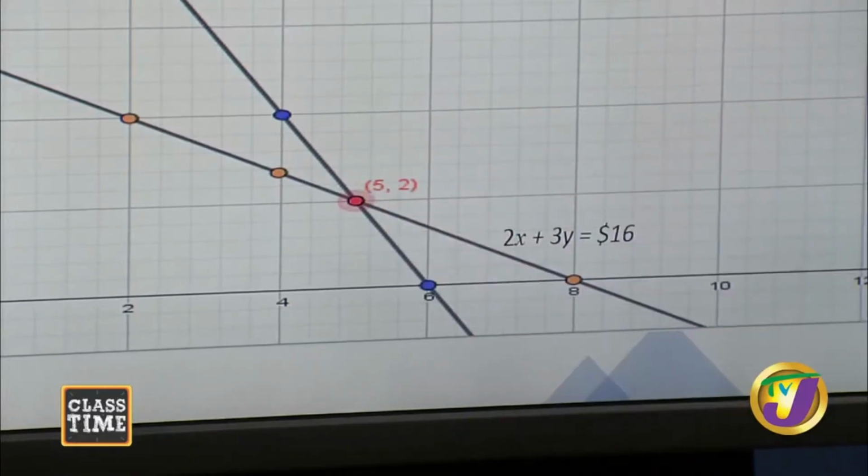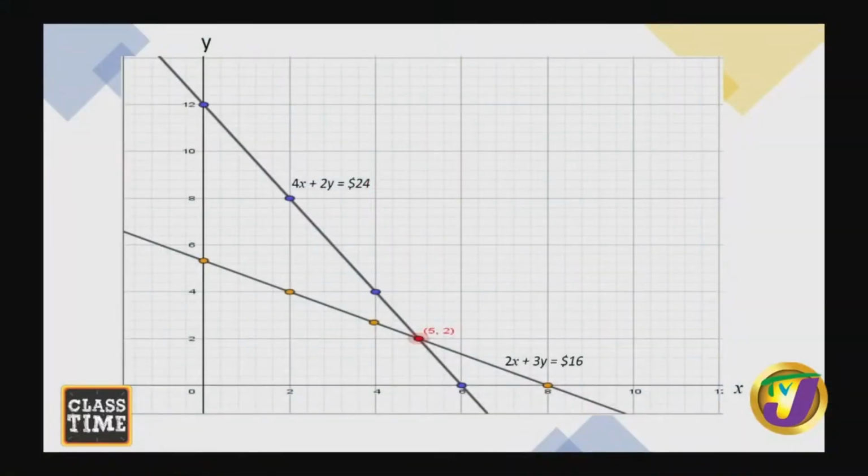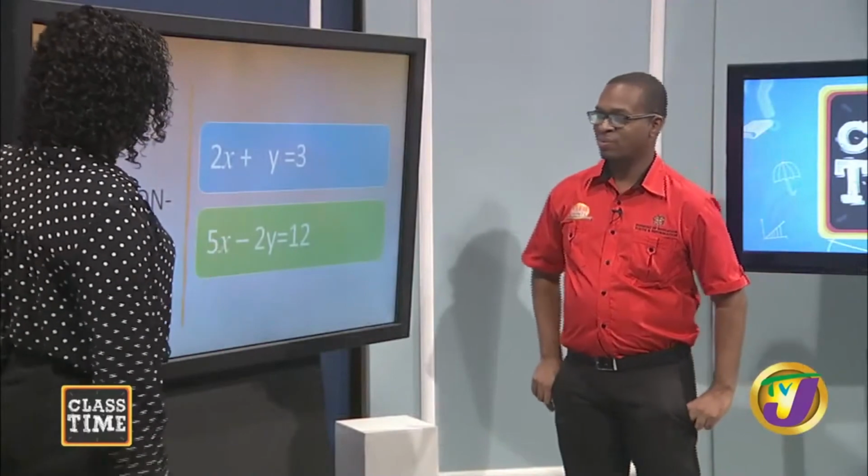So here we have a unique solution. We have solved that pair of simultaneous equations graphically. Awesome. All right, now that we have acquired that skill, let's see if we can do one last one.